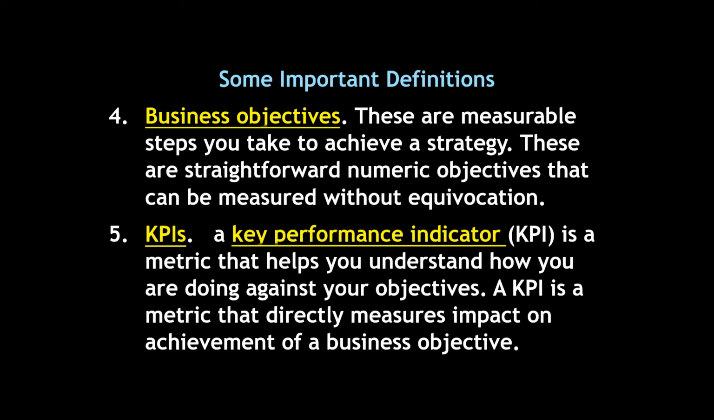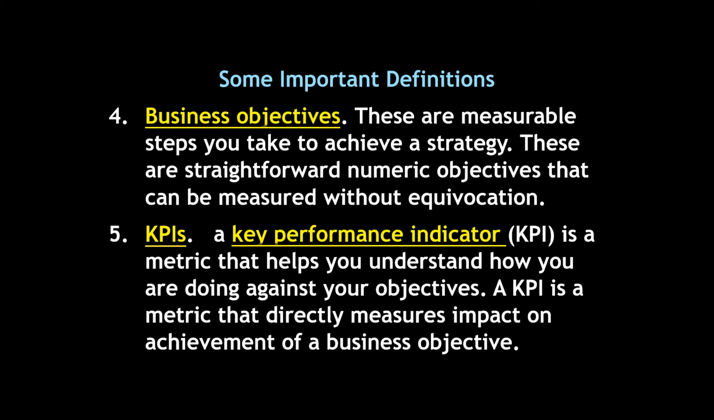So it's almost a tier sort of system where the goal is what you ultimately want to achieve within a certain project. The strategy is how you get to that goal. And the business objectives are the things that you do to implement those strategies.